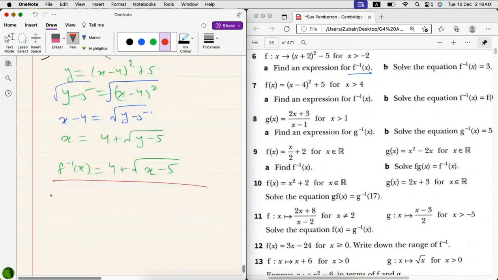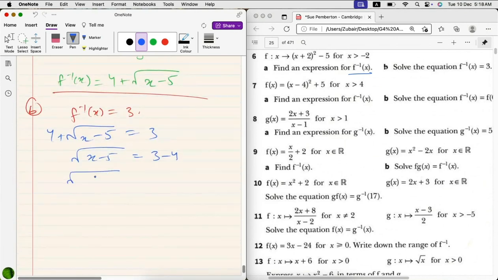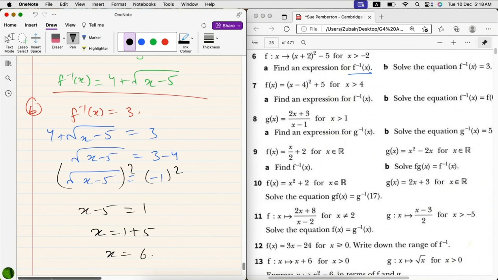And then we solve the next part. f inverse x is equal to 3. So 4 plus square root of x minus 5 is equal to 3. Squaring both sides. x is equal to 6.